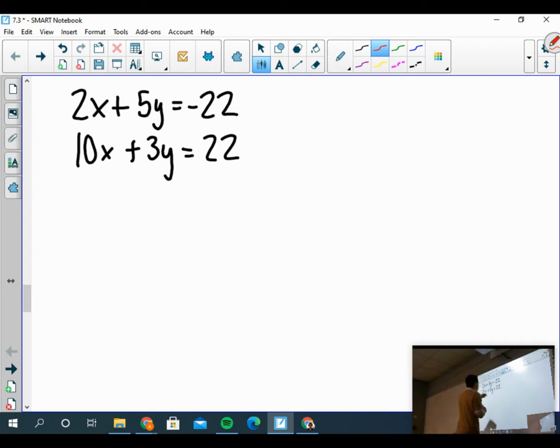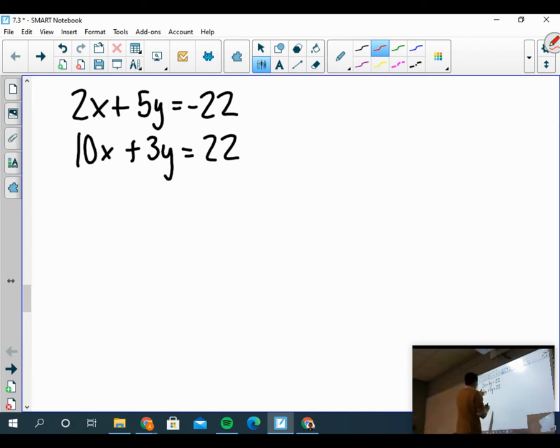Okay? So how can we change how a line looks without fundamentally changing the line? Well, what we can do is multiply the entire equation by some number. As long as we multiply the entire equation by some number and do it to the whole equation, it will not fundamentally change the line. So with that in mind, is there any sort of multiplication that could maybe help me with the elimination?